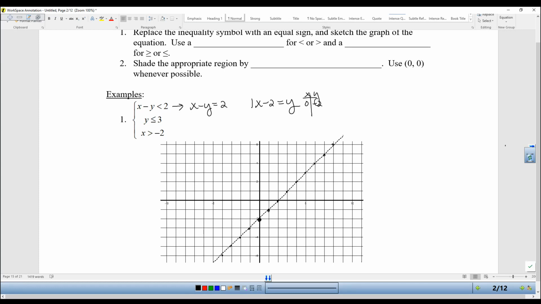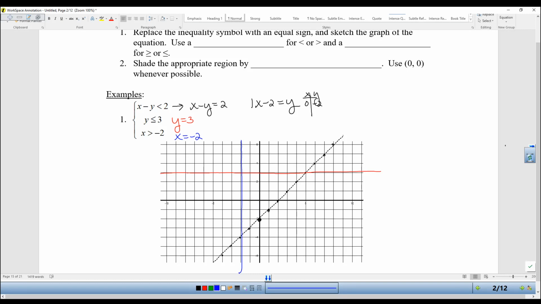And then my next one is going to be a horizontal line, y is equal to 3. So again, you can just pretend that it's y is equal to 3. I'll make it in a different color. Y is equal to 3, and it's solid. And the last one is x is equal to negative 2, which is a vertical line. And it would look like that.